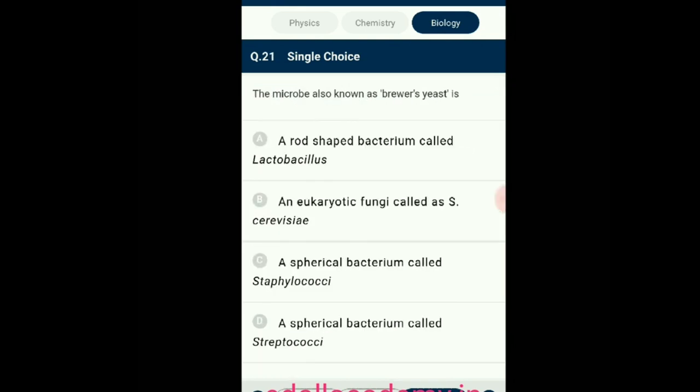Saccharomyces cerevisiae is commonly known as brewer's yeast. It is used for bread making. It is also used for the production of beverages like whiskey, wine, brandy, and rum. It is used for fermenting fruit juices and malted cereals for making ethanol. So the answer for this question is option B, a eukaryotic fungus called Saccharomyces cerevisiae.